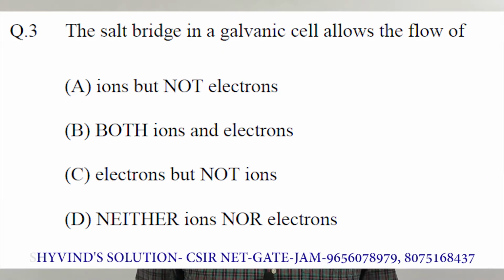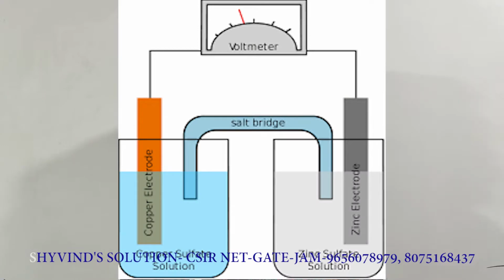Question number 3. Salt bridge in a galvanic cell allows the flow of: first option, ion but not electron; second, both ions and electrons; third option, electron but not ion; option D, neither ion nor electron. So in this picture you can see a galvanic cell. You can see this is a salt bridge. Salt bridge only allows the flow of ions, not the flow of electrons. So the answer is option A.